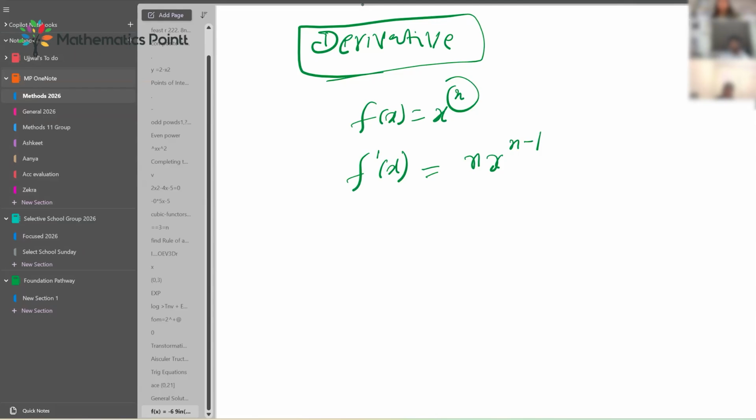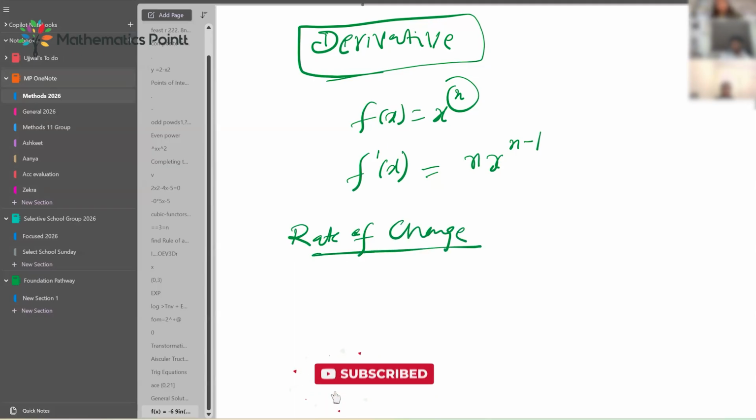But let's take a step back and understand what this is to start with, right? This is the straight application. But what exactly is derivative? Before derivative, we need to understand there's something called rate of change. You would have heard this word quite often, the rate of change. What is rate of change?